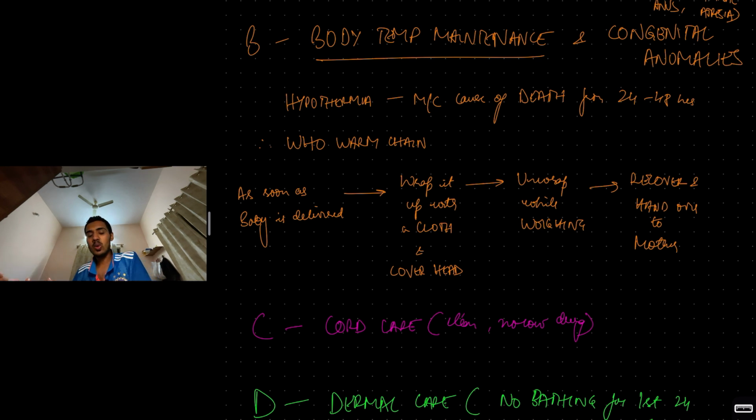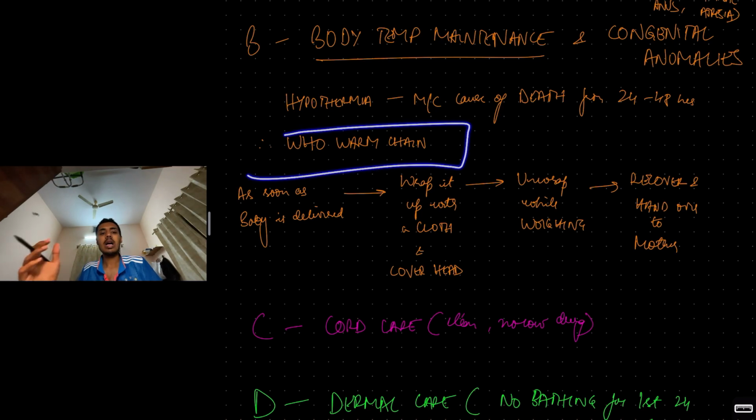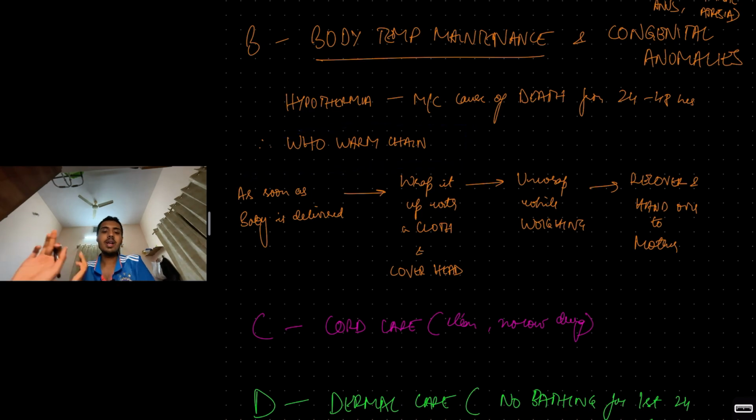Then when you're weighing the baby, you will unwrap it and weigh the baby. Again, you will re-wrap it, recover it, and only then hand it over to the mother. So the baby is almost always covered with a cloth to prevent hypothermia and to maintain body temperature. Body temperature maintenance is very, very important to prevent hypothermia through the WHO warm chain: cover, uncover, weigh, and then cover again and give it to the mother.